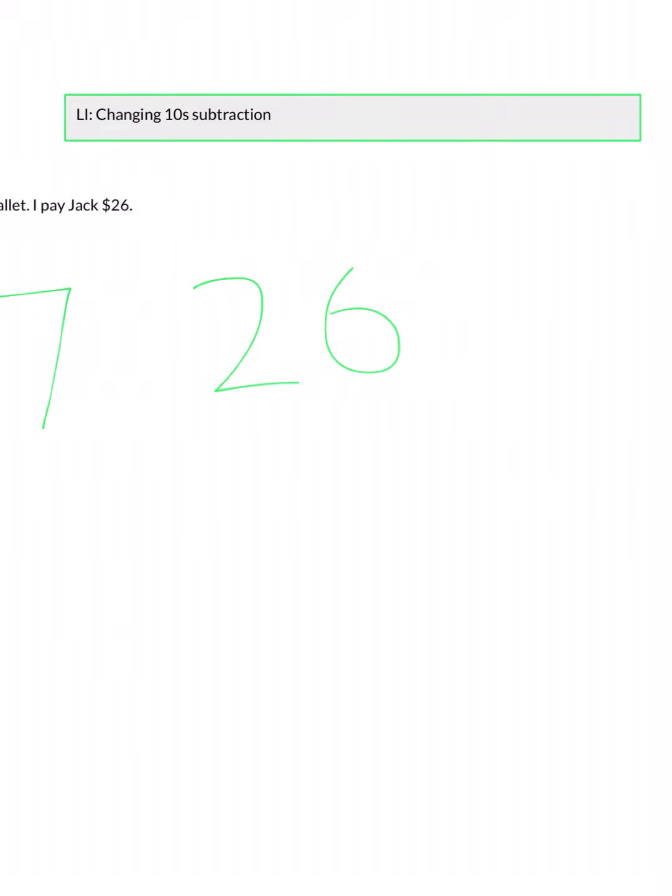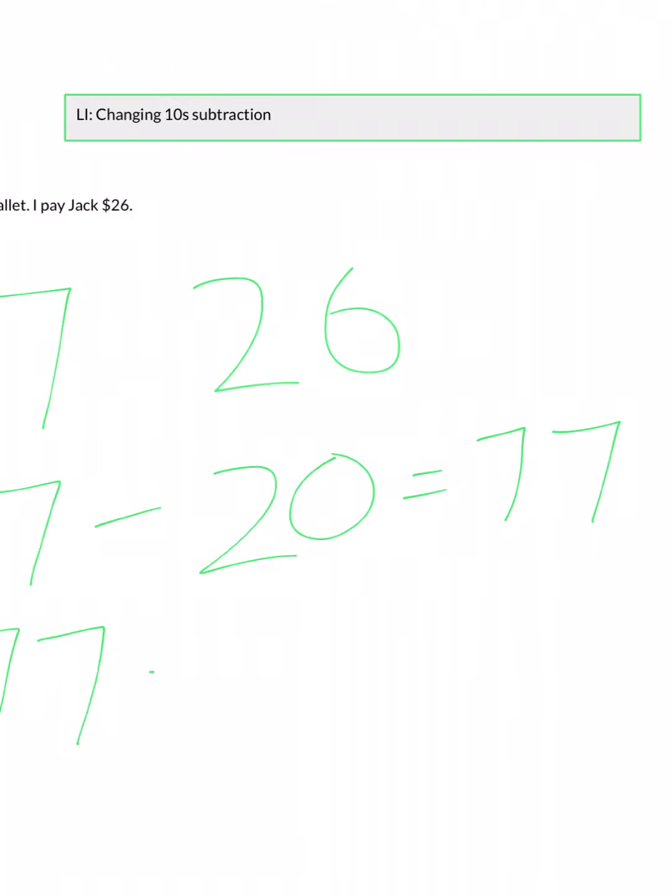To help me solve this, I'm just going to do this strategy. I'm going to take my 97 and I'm going to take off that $20. I know that 97 take away 20 will give me $77. So I hand Jack $20 and now I still need to pay him $6. I take my 77 and then I take off the $6 and that gives me $71 in my wallet.